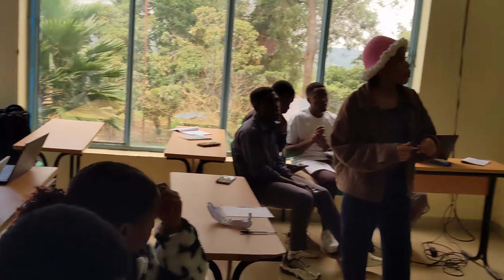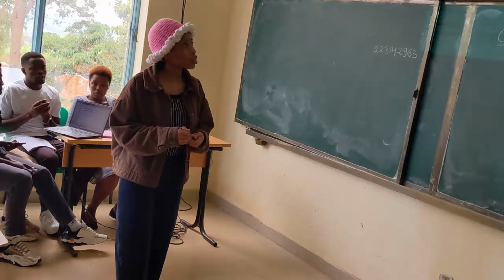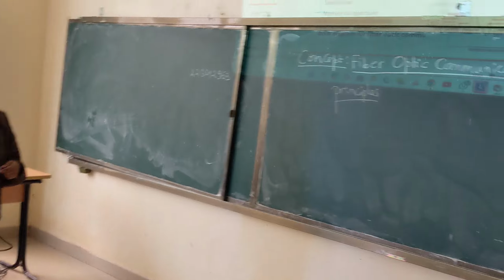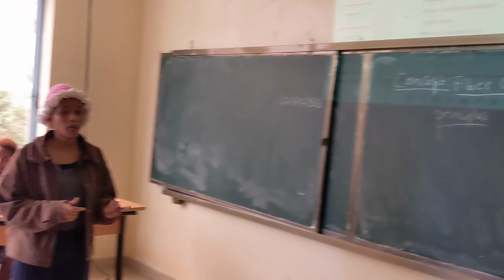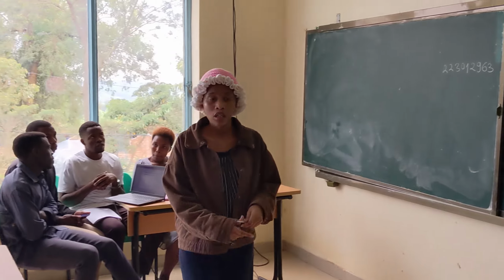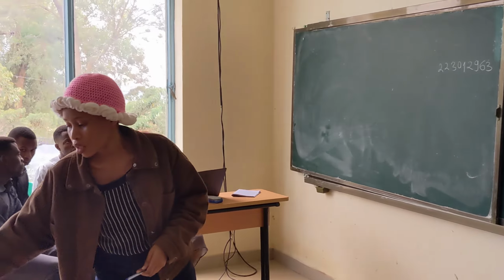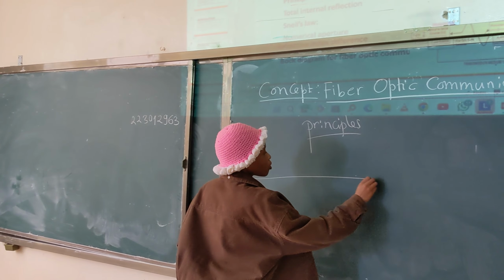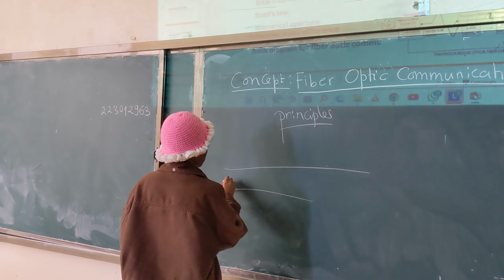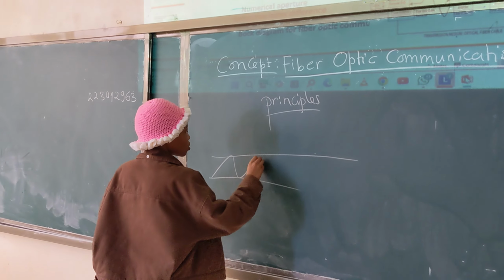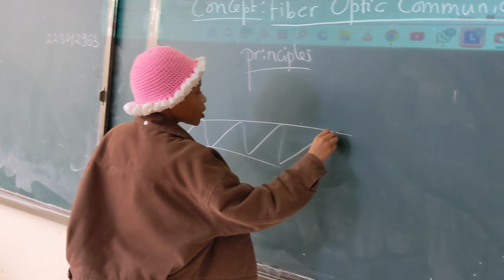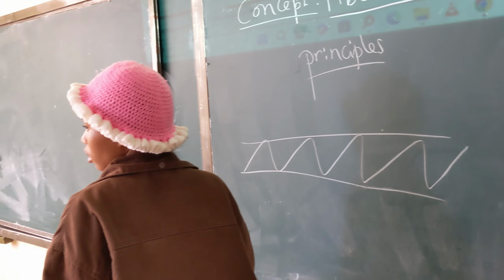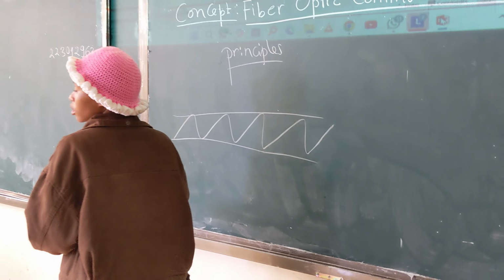What I can say is that fiber optic communication is a method of transmitting information from one place to another by sending pulses of light through an optic fiber. I think you have seen that there was a signal like light passing through an optic fiber from one place to another. It was going through total internal reflection, but it was going in the form of light, as you have seen.